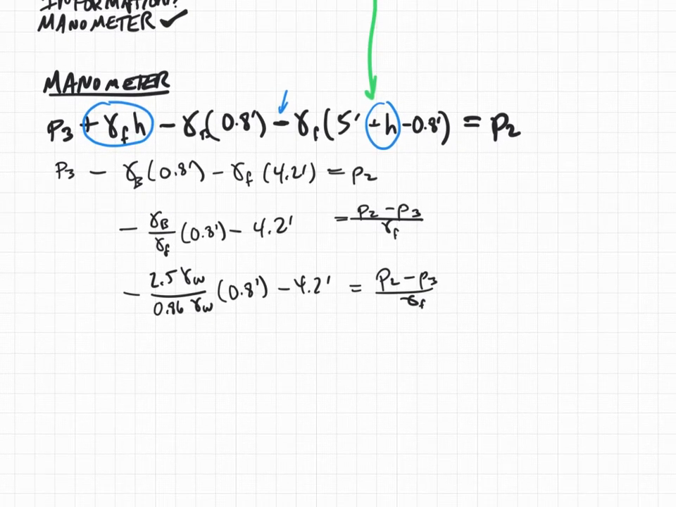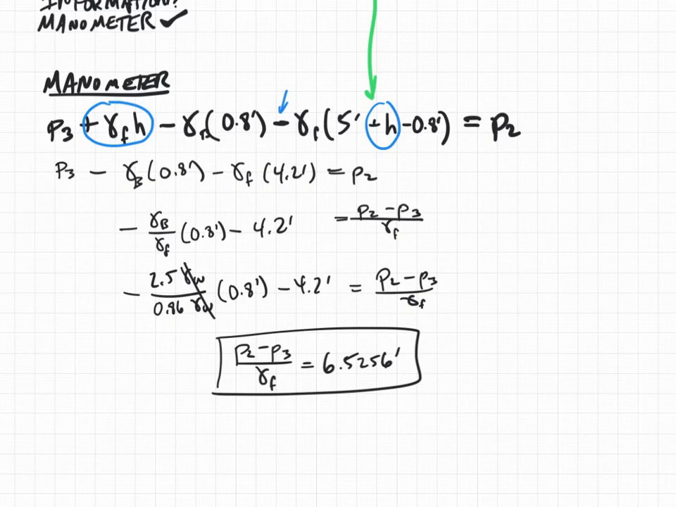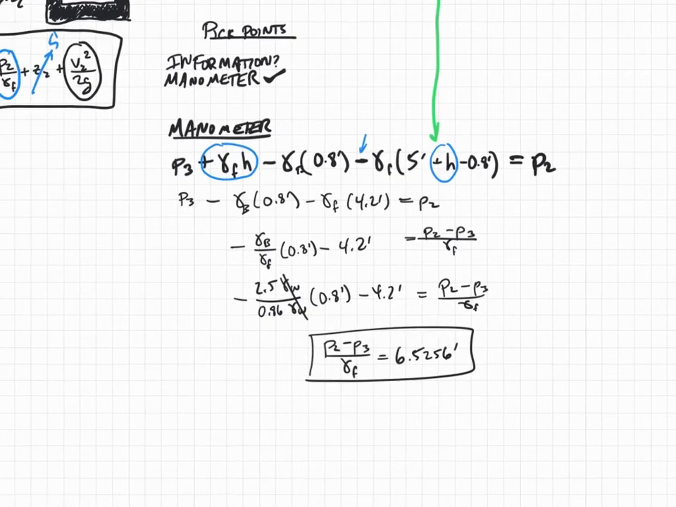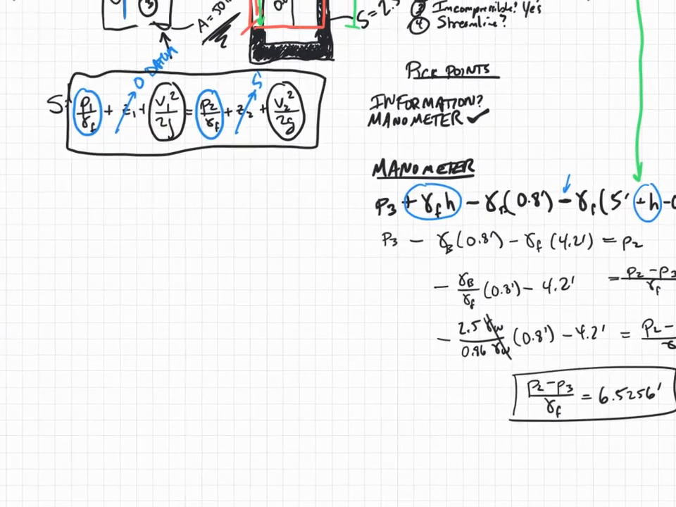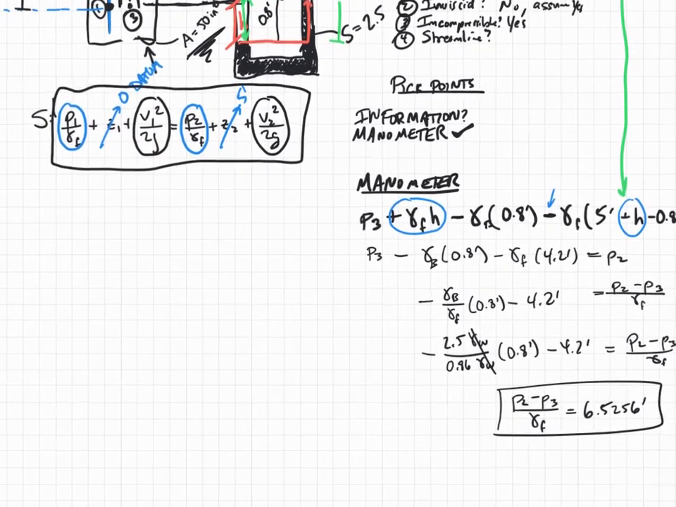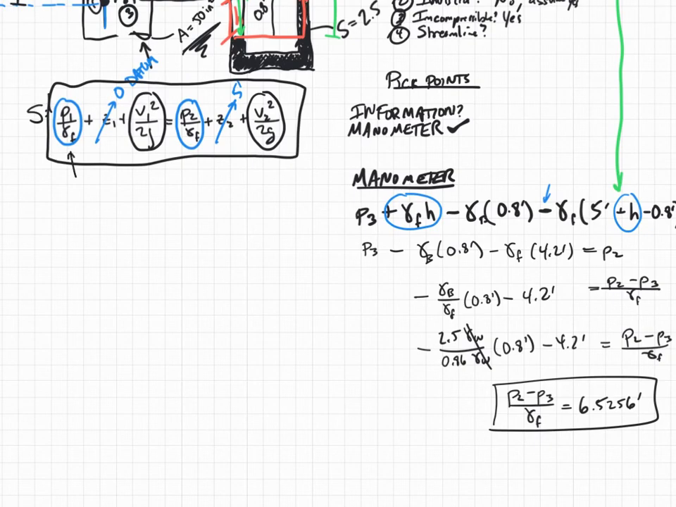Okay, and so if we solve this equation, P2 minus P3 over gamma F equals, let's see here, 6.525 feet. Okay, so there you go. Now that's probably really, really helpful. So we can go back up here, and our next goal is to plug that in, but oh no, we've got pressure 1, we've got pressure 2. I can't plug this in, right?